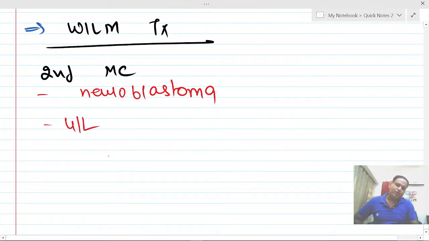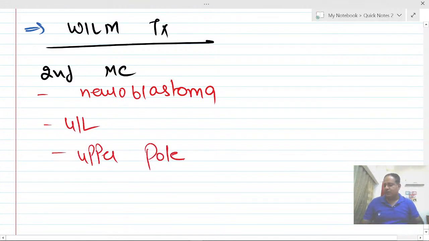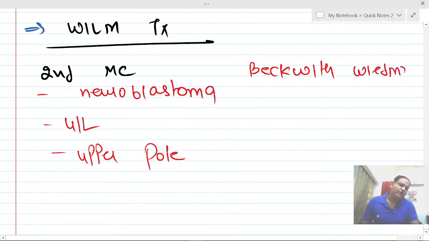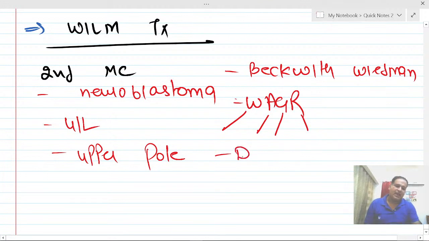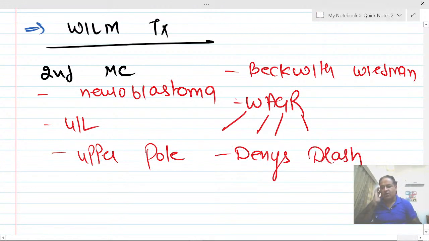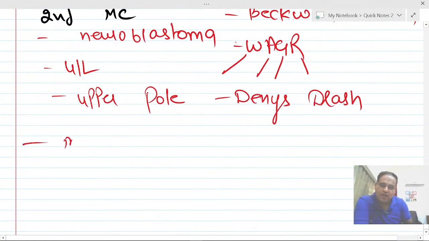Fine. Now, this tumor is also most commonly unilateral. This will arise from the upper pole. Now, this is associated with Beckwith-Wiedemann syndrome. This is associated with WAGR syndrome. So Wilms tumor, aniridia, genitourinary abnormality and mental retardation. And also Denny-Drash syndrome.